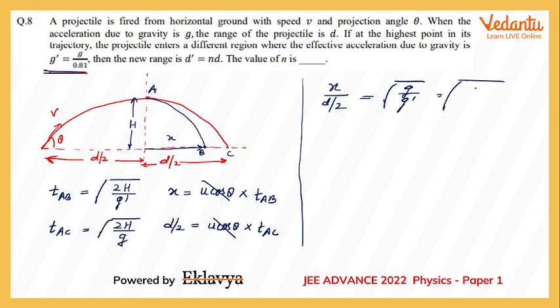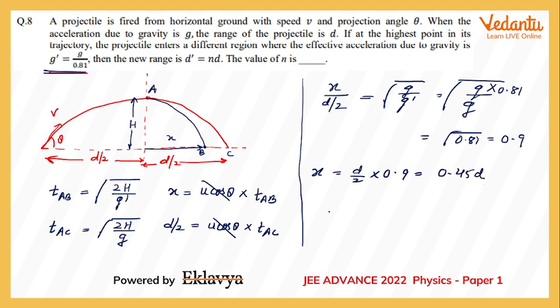Now you substitute the value of g prime here, that is g divided by 0.81. So 0.81 will go in the numerator, and we will end up getting root of 0.81, which is 0.9. So from here we can write x as d by 2 into 0.9, which is 0.45 times d.